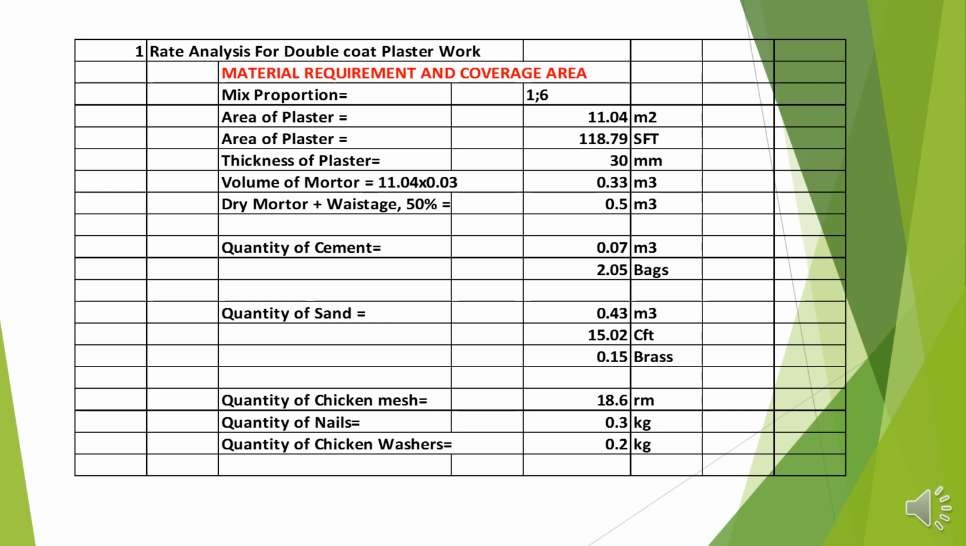Quantity of the chicken mesh is 18.6 running meter. Quantity of the nails will be 0.3 kgs. Quantity of the chicken washer will be 0.2 kgs.